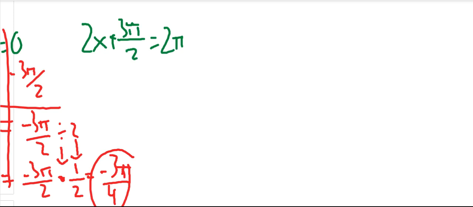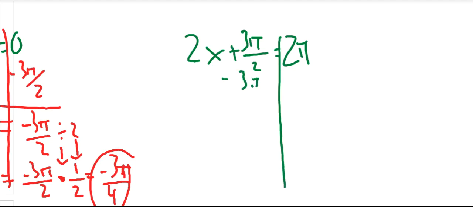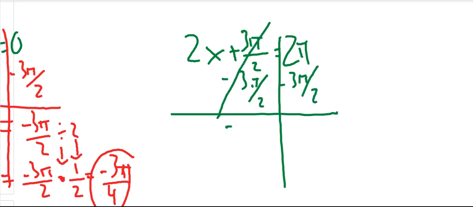Okay, so I'm going to rewrite it for those of us that need it. We have 2x plus 3 pi over 2 is equal to 2 pi. Sorry, that was a plus sign. And then we're going to subtract 3 pi over 2 from both sides. This is why I wanted to go over this example. I'm going to pick up a different color here. So it'll be 2 pi minus 3 pi over 2.